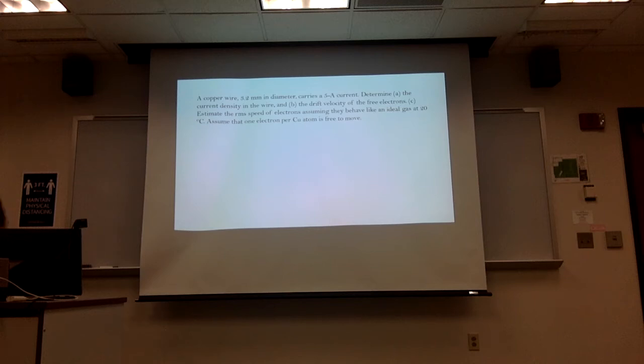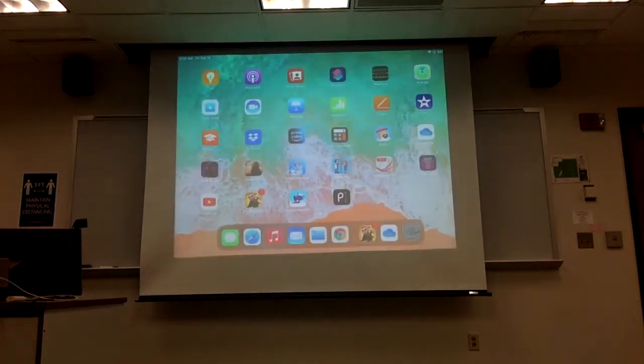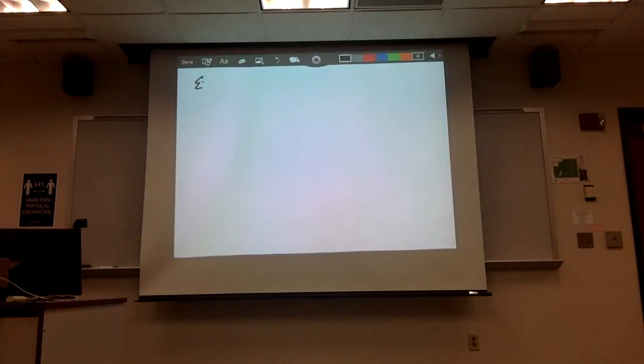Good. So let's talk about all this. So here's our next example. So here's my wire. Great. This wire has a diameter D, and we know it's carrying a current I, where that current is equal to 5 amps. So in this case, what do we want to know? Part A, we want to know what is the current density. So what is this guy?